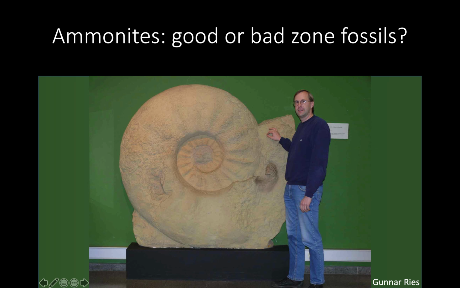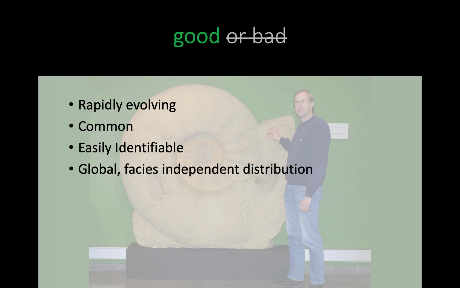Ammonites, are they good or bad? So ammonites are related to the modern day octopus. In life, it would have had some tentacles and other things sticking out around here. They're super cool looking. They make gorgeous fossils. Ammonites are excellent index fossils.